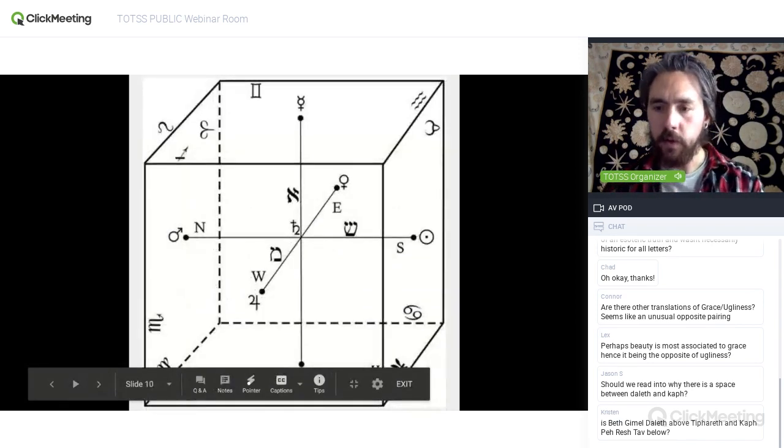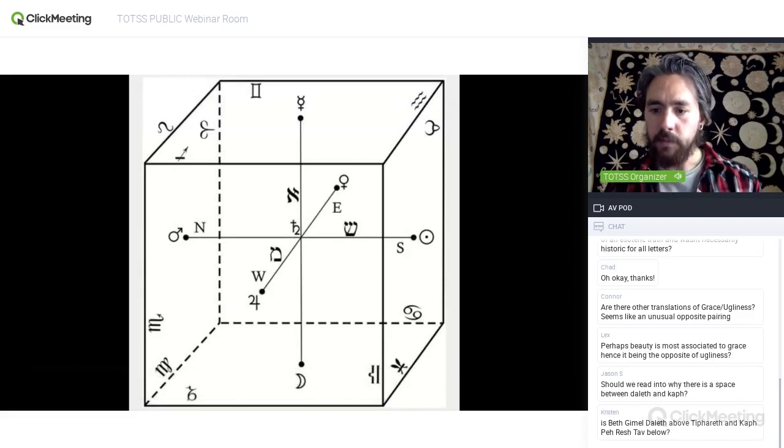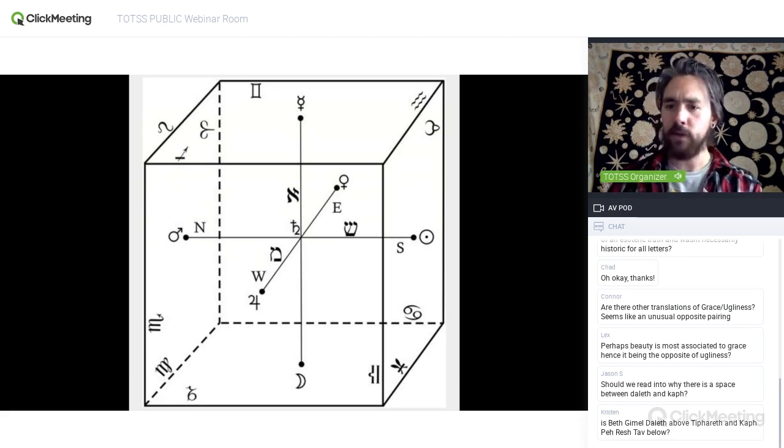Let's see, Kristen asked a question here. She said, is Beth Gimel Daleth above Tefereth and Kaf Pei Resh Tav below? Let's see. Yes, that is true. Well, Kaf connects Hesed to Netzach. So Hesed is above, Netzach is below, so it's kind of right at the same level as Tefereth, I guess. But yeah, that's an interesting way of approaching that question.